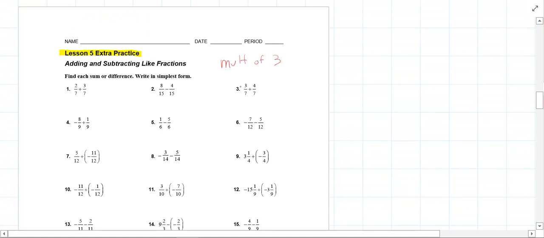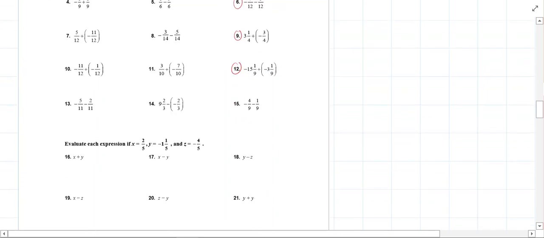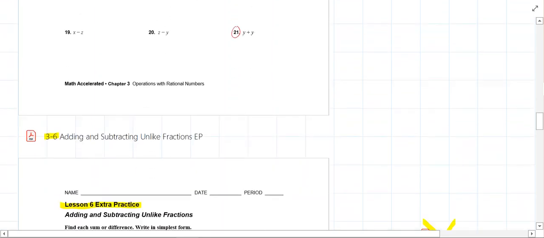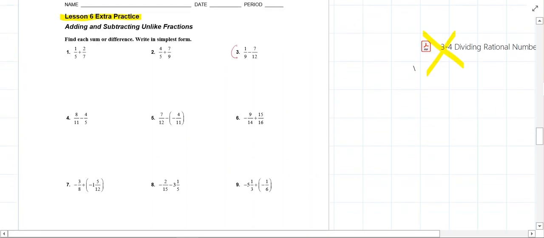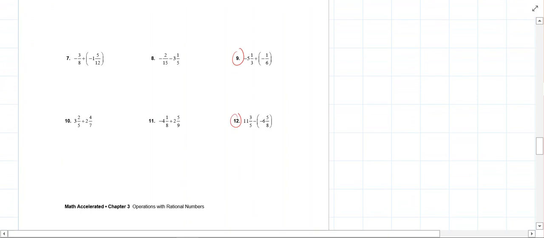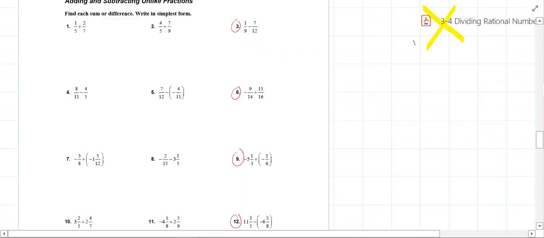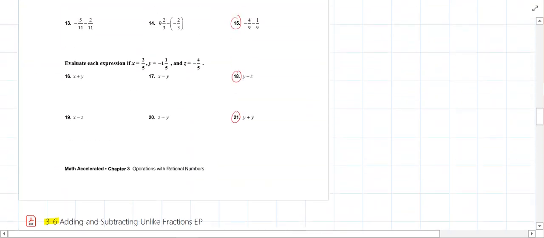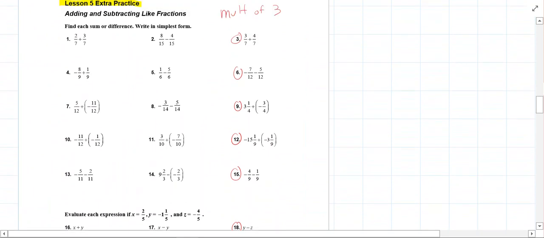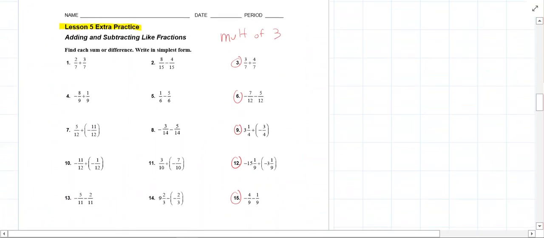of 3. That's 3, 6, 9, 12, 15, 18, and 21. And then you move down to this one, and same thing. 3, 6, 9, and 12. And that's it. So how many is that total? 1, 2, 3, 4, 5, 6, 7, 8, 9, 10, 11. 11 problems for your work.